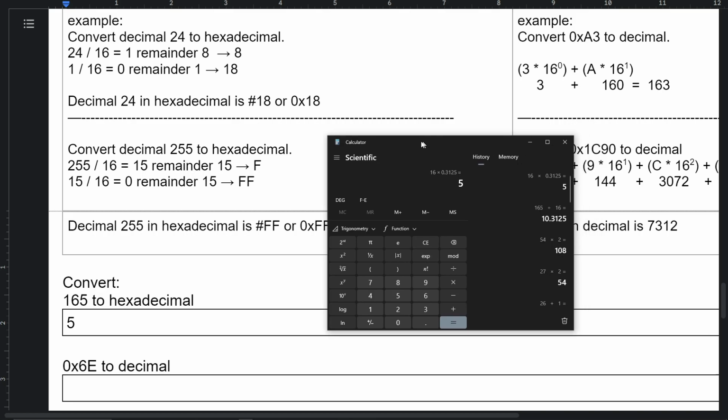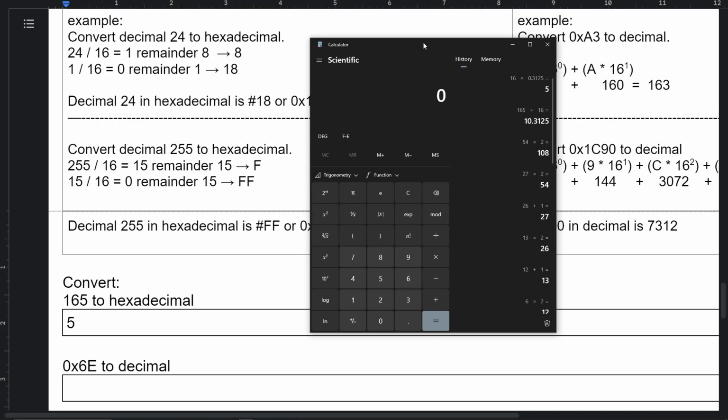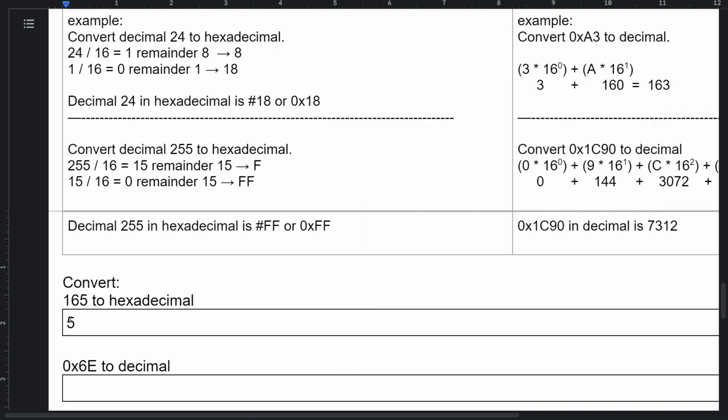Now, we need to take the 10 that we had. So 10 right here. I'm going to make this a little bit bigger actually. So now we do 10 divided by 16. Well, here's what I'll tell you. 10 divided by 16 is 0 with a remainder of 10. What is 10 in hexadecimal? That is the letter A. So I'm going to write the letter A down.